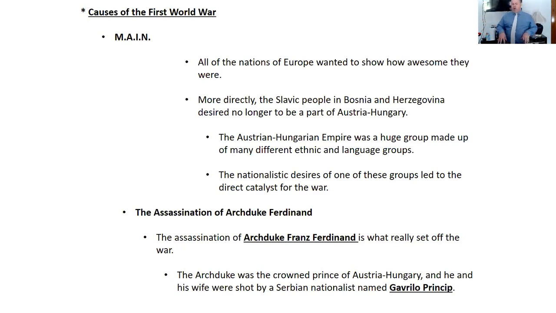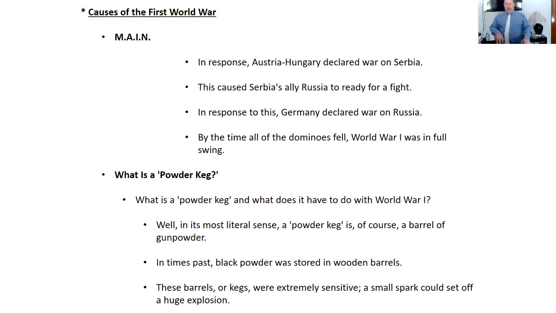The Archduke was the crowned prince of Austria-Hungary, and he and his wife were shot by a Serbian nationalist, a 19-year-old named Gavrilo Princip. In response, Austria-Hungary declared war on the little nation of Serbia, who had provided Gavrilo Princip with the pistol. This caused Serbia's ally, since the Serbs are Slavic people, the Russians, to ready for a fight. And in response to this, Germany, who was friends with Austria, declared war on Russia. By the time all the dominoes fell, World War I was in full swing.